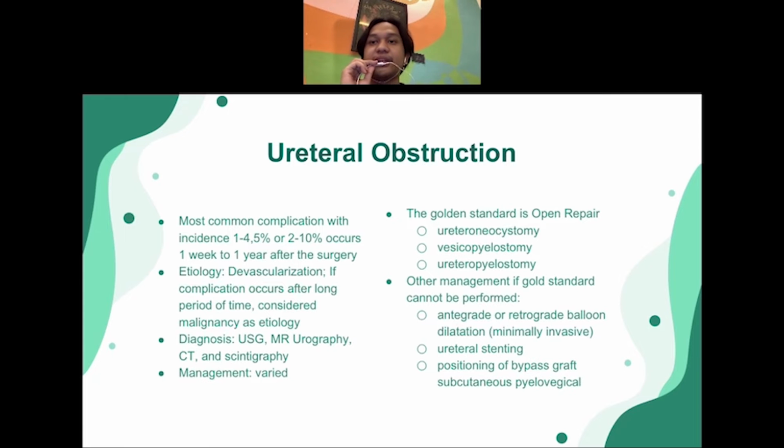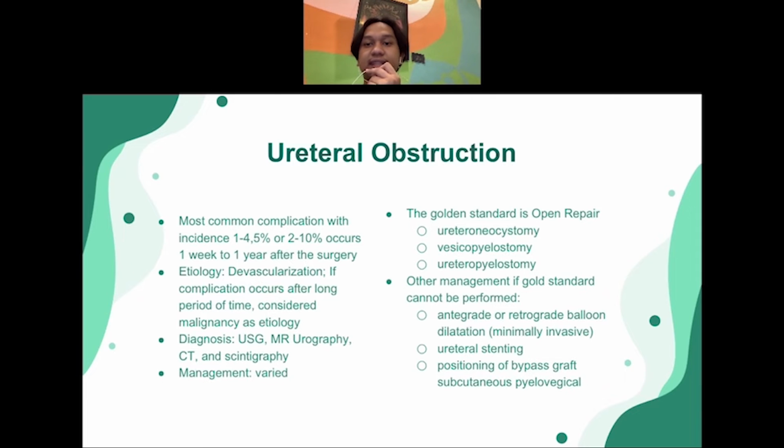One of the most common complications of renal transplants is ureteral obstruction. In the post-operative period, there is a 1 to 4.5% chance that the recipient will develop ureteral obstruction, and most of them are distal obstructions. In another literature, 2 to 10% of renal transplants have ureteral obstruction within the first week to a year after the procedure.